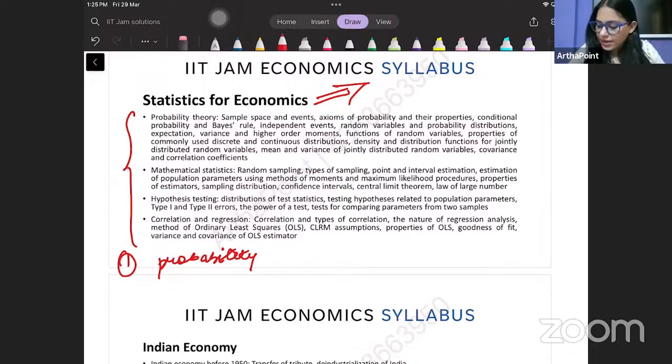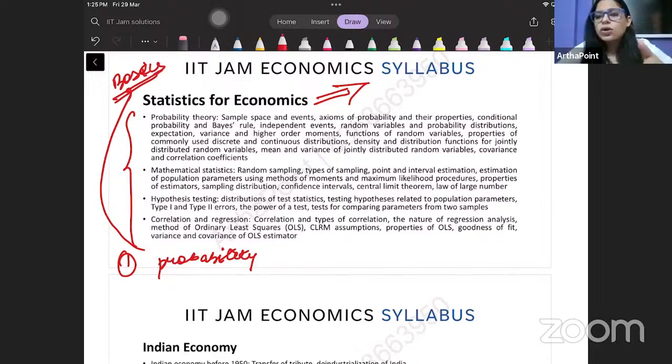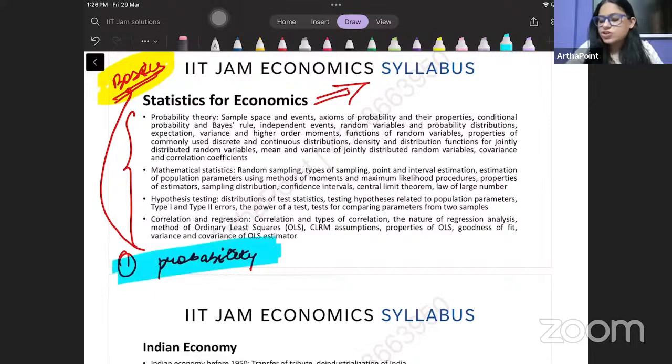Of course, before this, we will be covering the basics of statistics: mean, median, mode, moments, all of this. So after we cover the basics of statistics in 2-3 classes, then we will be going ahead and taking our lectures on the probability part.